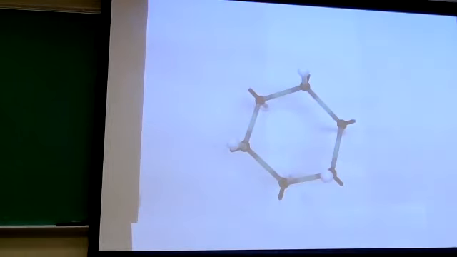So I urge you to use your molecular models and make these and play with them in the same way that you've seen me play with them here. I hope this helps you.